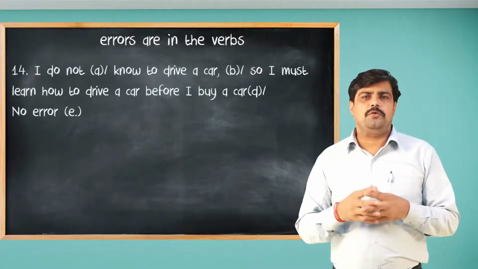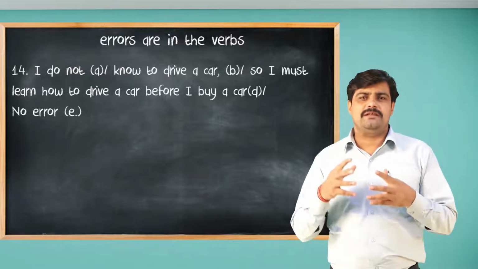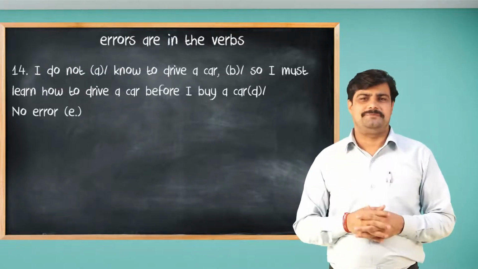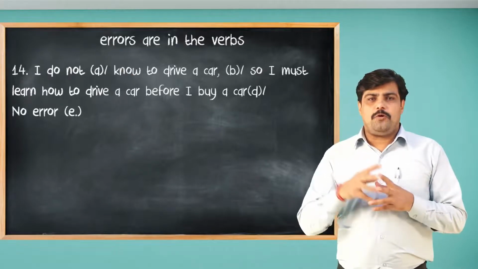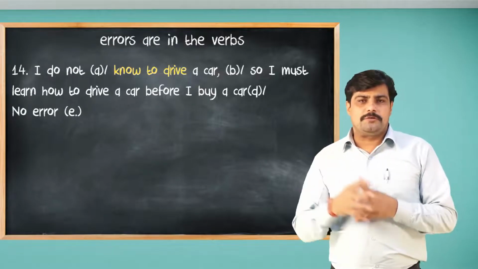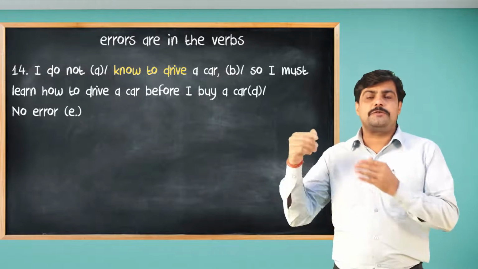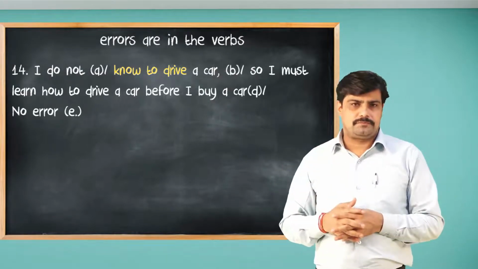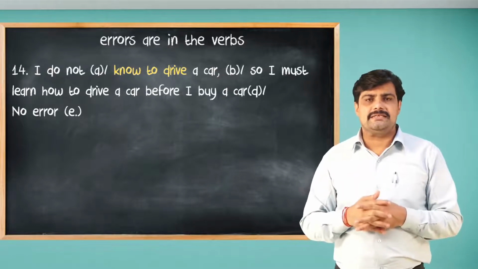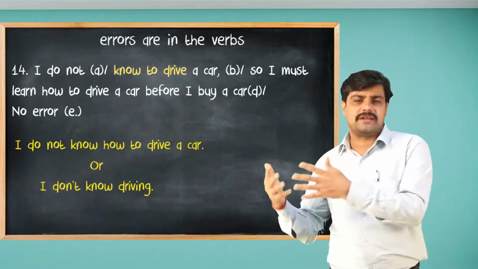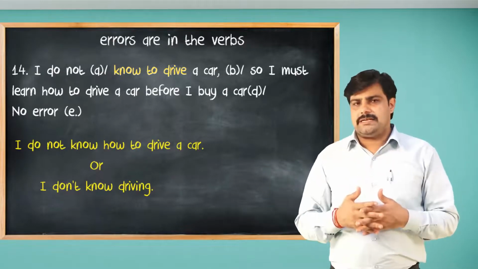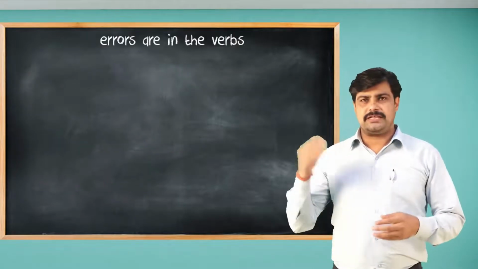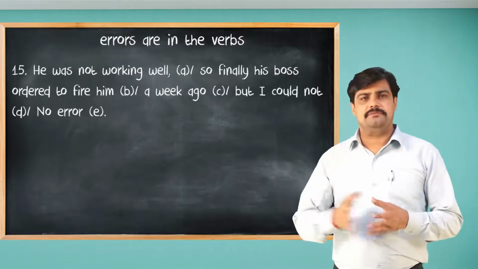I do not know to drive a car. I must learn how to drive a car before I buy a car. Now, know to drive is wrong because we are talking about a process. So we use how to. Okay, so we can say this sentence, I don't know how to drive a car. I can also say this sentence like I don't know driving also. Let's take another sentence that is on the screen.